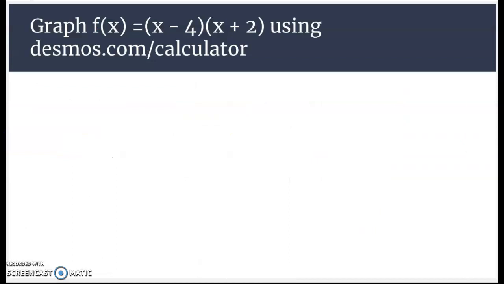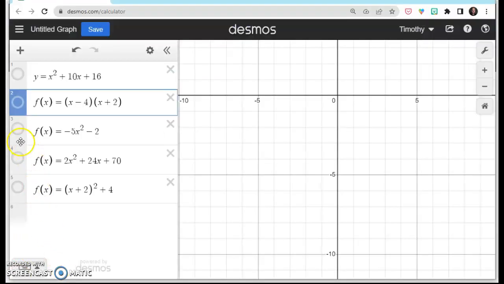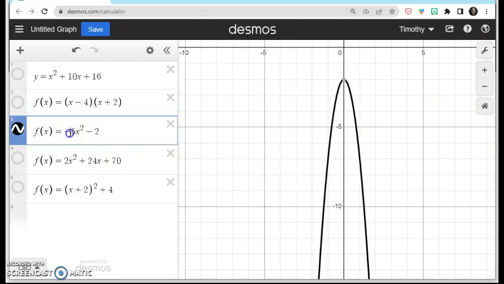Alright, let's look at another one here. This one is -5x squared minus 2. Let's see how Desmos graphs this for us. Now it's opening down. The reason for that is this negative sign in front of the quadratic term. The term next to the x squared has a negative, so it's opening down.